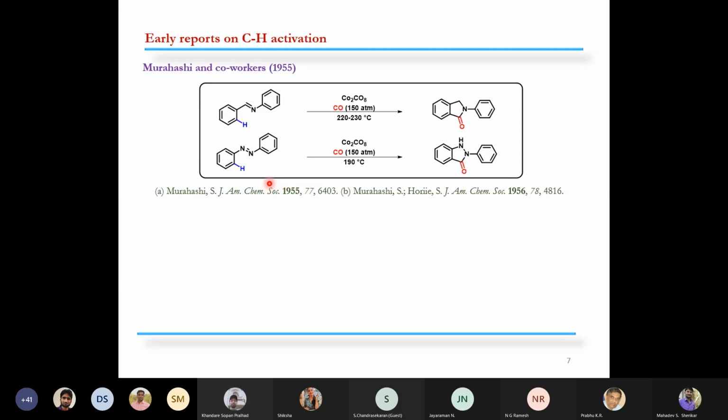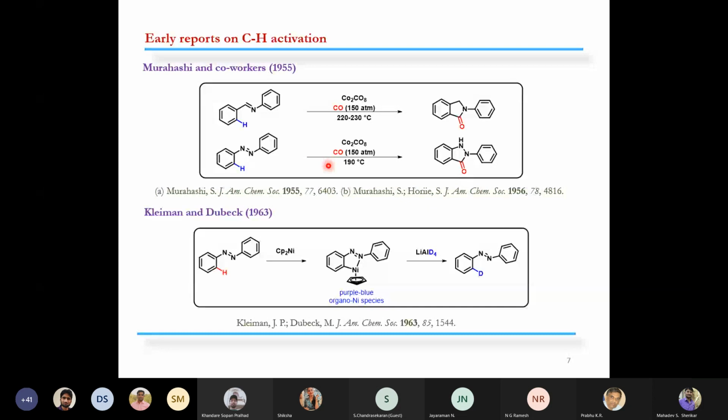Coming to the earlier reports, in 1955, Murahashi and co-workers reported the first CH activation reaction, where they did the carbonylation of the corresponding imine as well as the azobenzene directing group by using cobalt as a catalyst. But unfortunately, they were unable to isolate the CH metal cobalt cycle. Hence, the CH activation was still unproved at this stage.